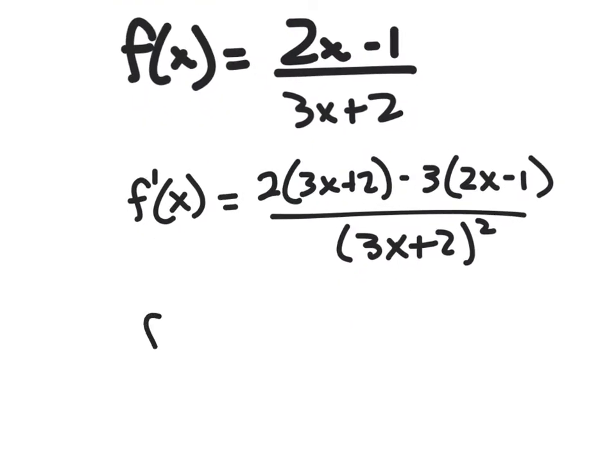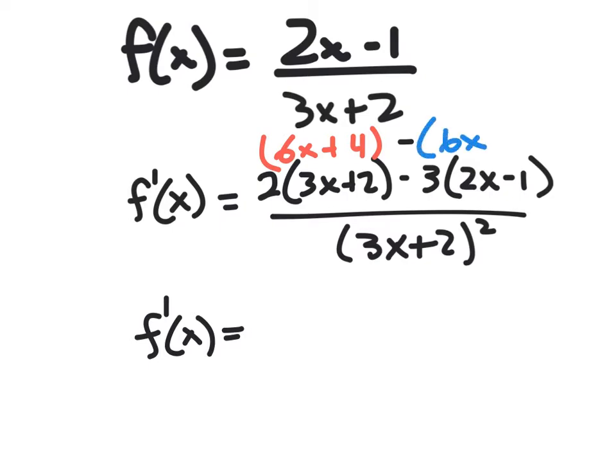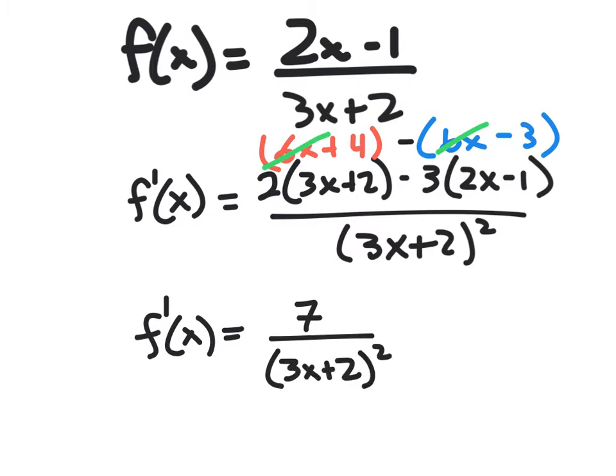This isn't bad, you guys. I prefer the derivative method on this one. So I would get 6x plus 4 minus, convenient, 6x minus 3. Okay, so I just distributed the 3, not the negative, along with it. So the 6x's will cancel. And I get 7 over (3x plus 2) quantity squared. Oh my gosh, so much easier.